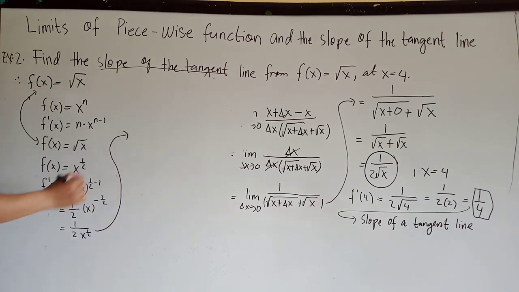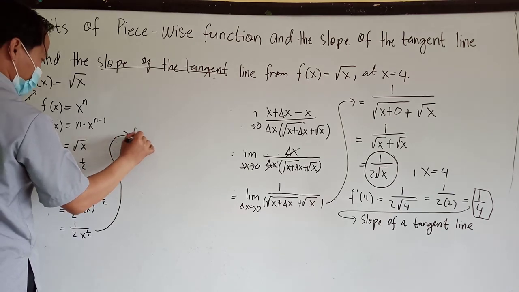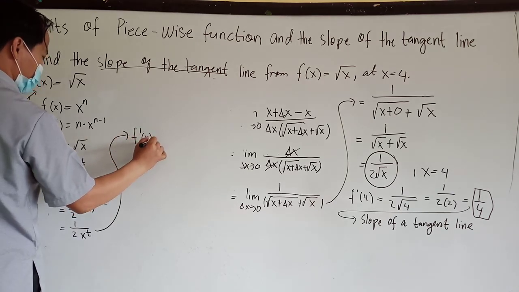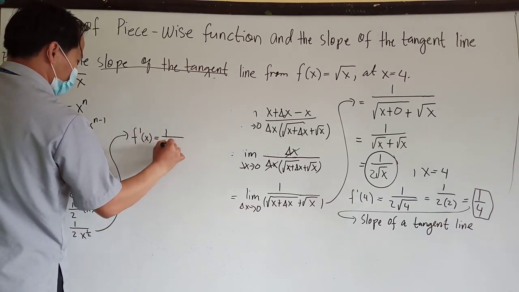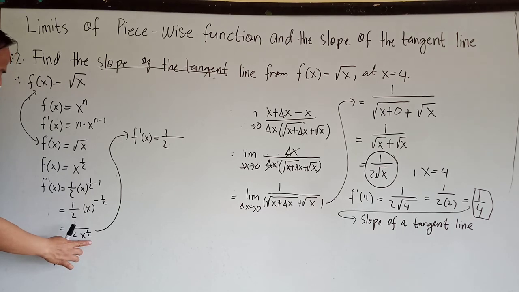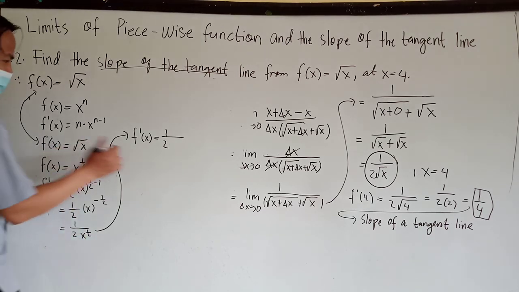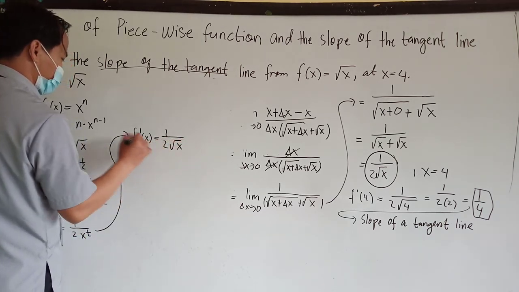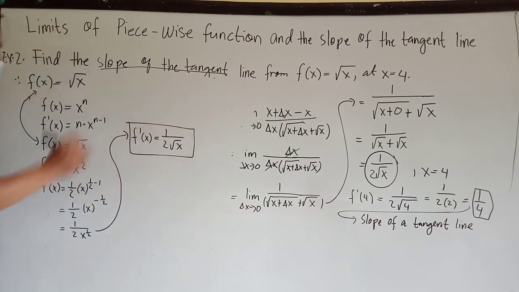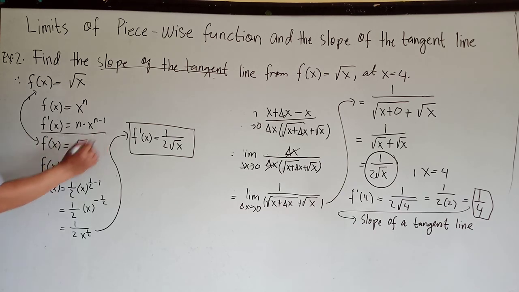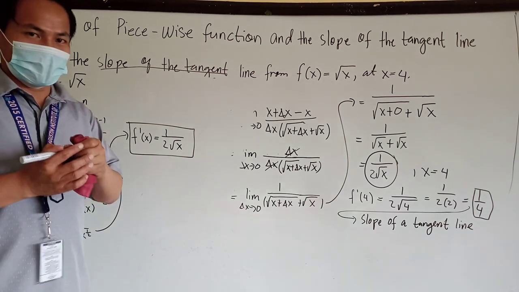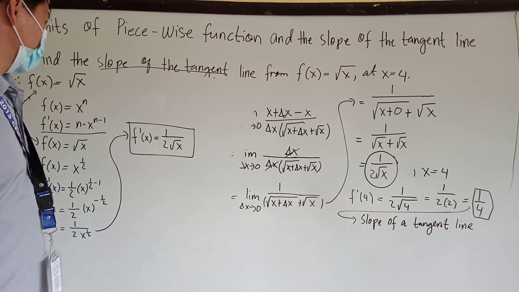After that, our final answer is the derivative of f of x, which is 1 over 2 times x to the power of 1 half, that is, the square root of x. A very short solution for getting the derivative of the radical function. So take note of this formula. You can always use this one whenever you want to find the derivative of any function.